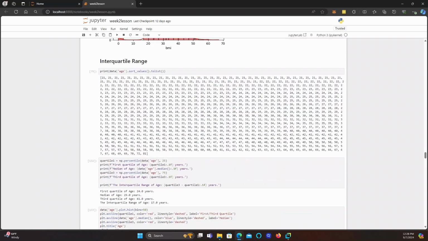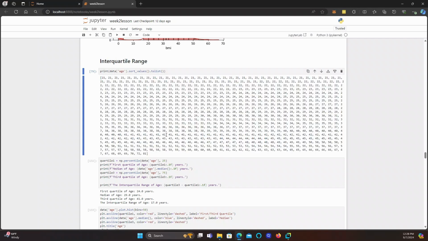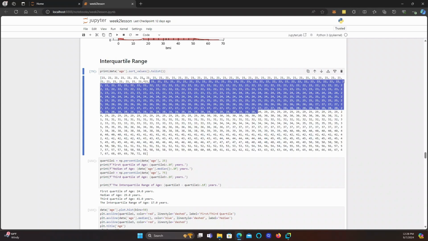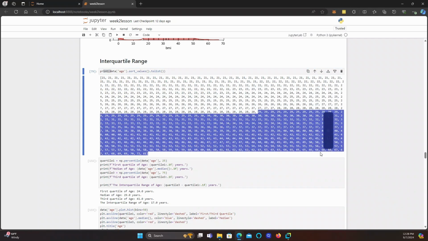All right, so remember the median. To find the median, we put all the numbers in order like this. And we found the middle. So now let's take the first half of the numbers and find the middle of that. And we'll take the second half of the numbers and find the middle of that.